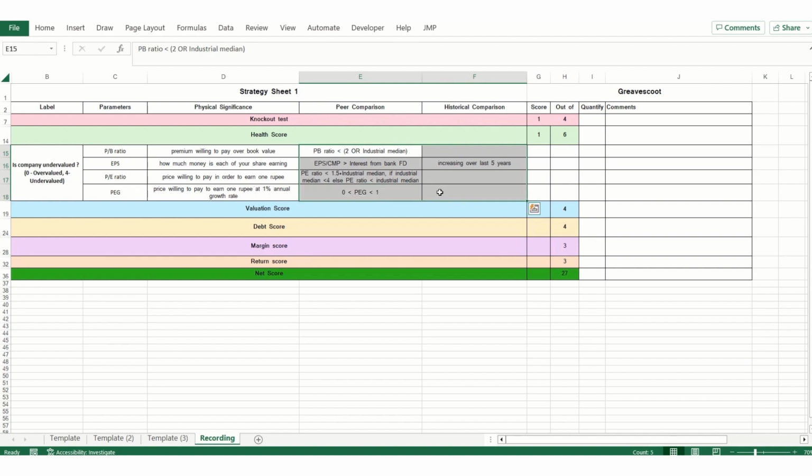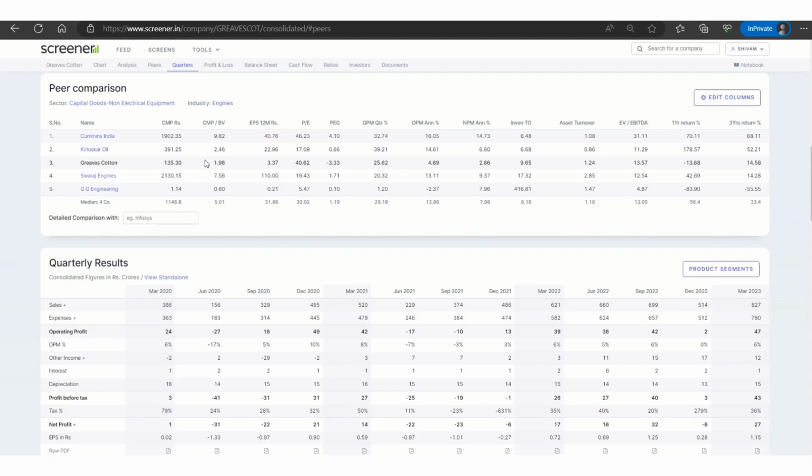Okay, so let's go to our screener.in. So this is your screener.in, and I've already typed Greaves Cotton here. You can see that the PB ratio is 1.98, and the criterion was that ideally it should be less than 2 or at least less than the industry median, and the industry median is 5.